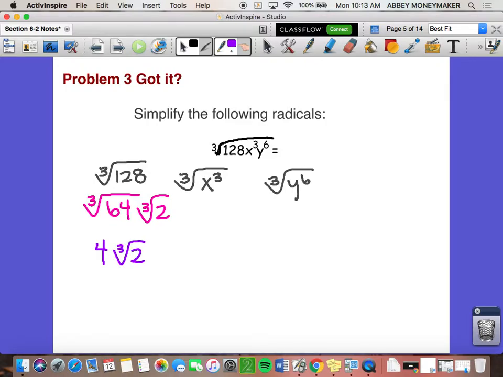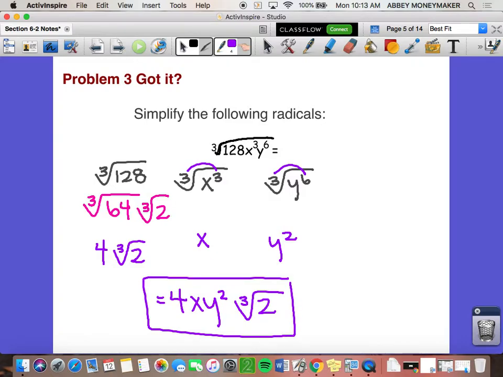Moving on to my variables now, 3 goes into 3 one time, so that just goes to x. 3 goes into 6 2 times, so that just goes to y squared. So I can write my final answer, everything on the outside of the radical together, and then everything inside the radical together. And I think that was all.